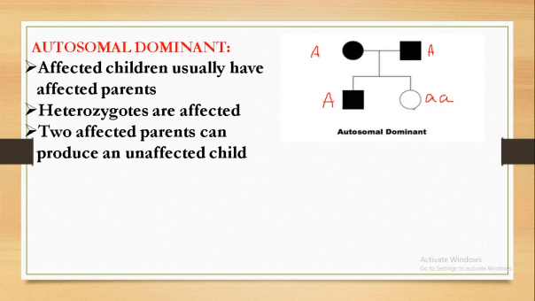Now, the daughter will get the recessive alleles from whom? From her parents. So definitely she has got one recessive allele from the mother and one recessive allele from the father. So when both these parents are heterozygous, then they can produce a child with the recessive trait. So that is the meaning of two affected parents can produce an unaffected child, provided these affected parents are heterozygous.